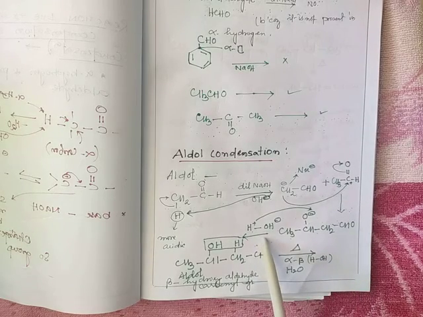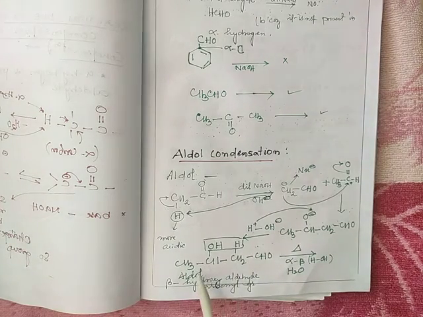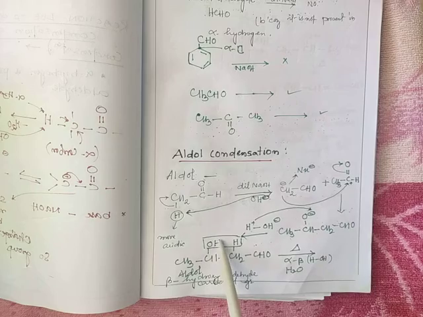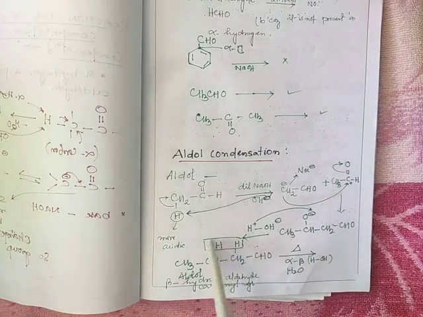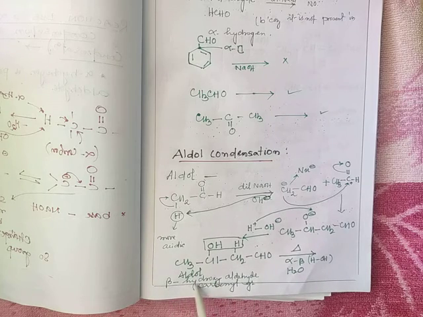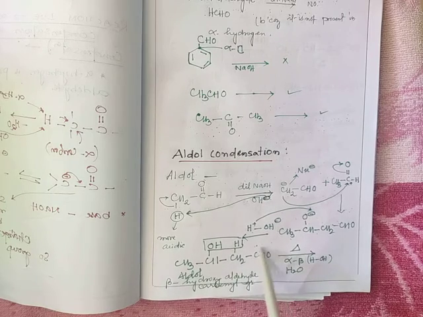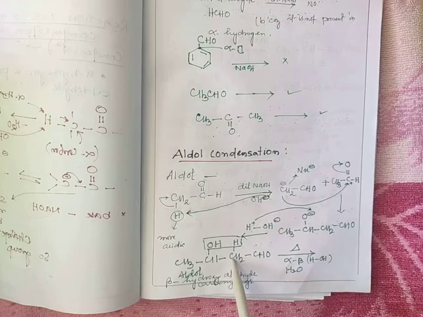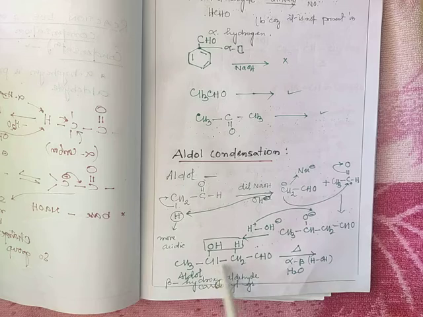Again we do hydrolysis, and after hydrolysis we get the aldol product. That means OH is present and aldehyde is also present. In aldol, aldehyde and OH are present, and that we call aldol. This product is a beta hydroxy aldehyde. Nearest to the aldehyde functional group is alpha, then next is beta.